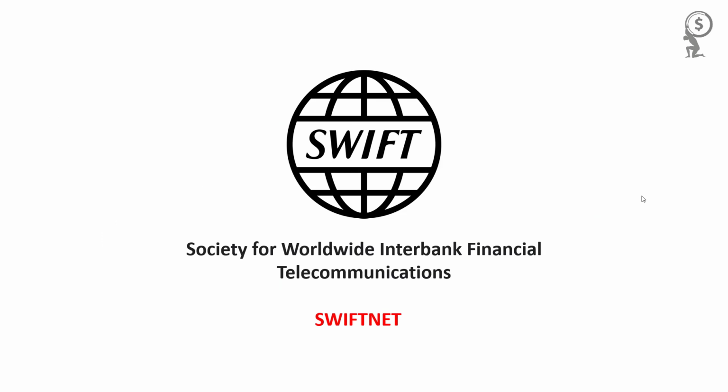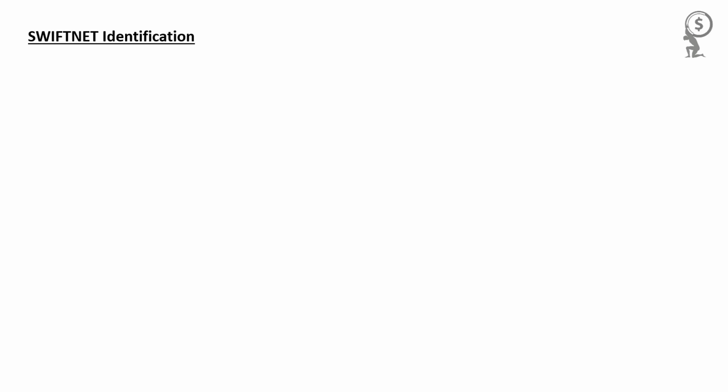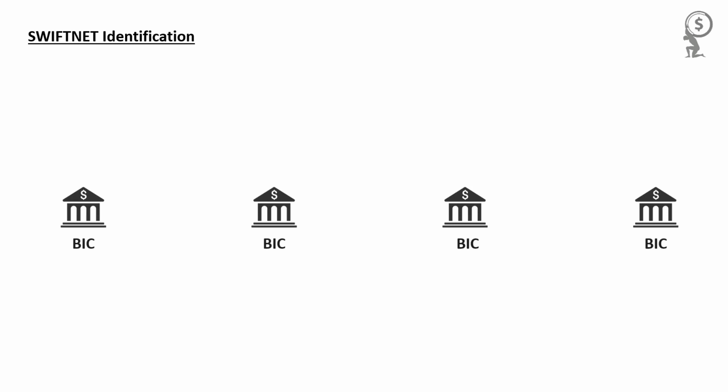Swift stands for Society for Worldwide Interbank Financial Telecommunications. And the network we mentioned is called SwiftNet. So now we have the network, but as a bank, how can I identify other banks in order to send them messages? And here comes the role of the BIC.